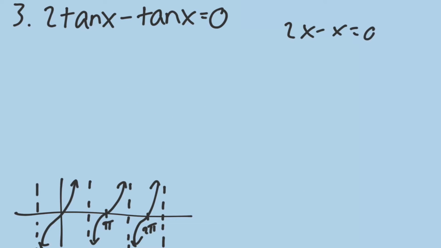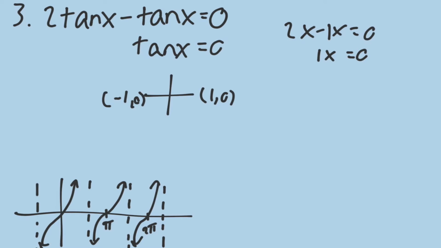So again, we could combine like terms. 2x minus 1x is 1x. So 2 tan x minus 1 tangent of x is 1 tangent of x. Now that the trig function is isolated, we can solve for the angle where y over x is 0. So that's 0 and pi. We could say 0 plus 2 pi n and pi plus 2 pi n.